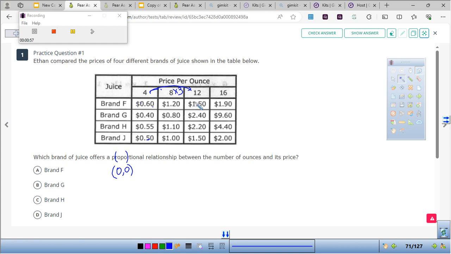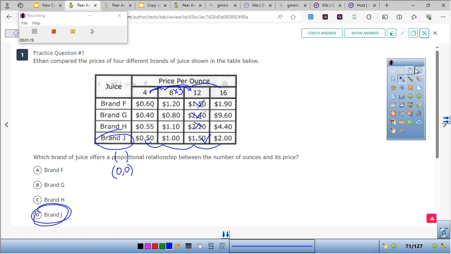So that one times 3 is not $1.50, it's $1.80. This one times 3 is not that much. This one times 3 is not that much. It's the one that changes constantly by the same amount. See, it changes by 4, by 4, by 4, then it's going to change by 50, by 50, by 50. I'm going to say brand J.